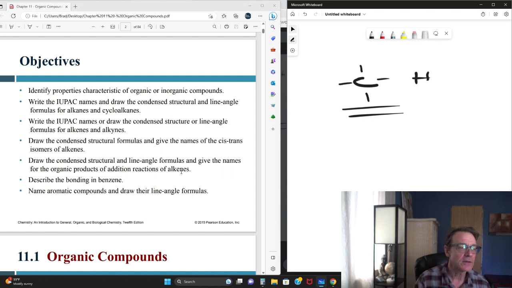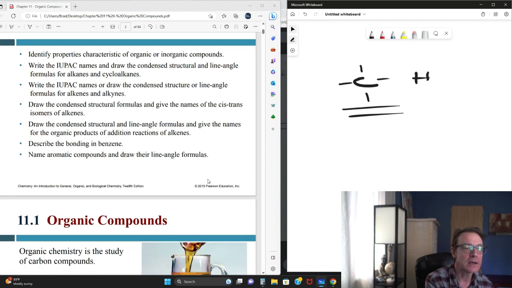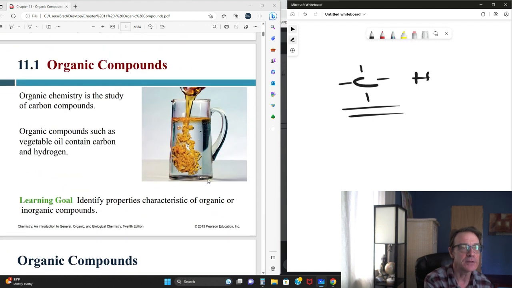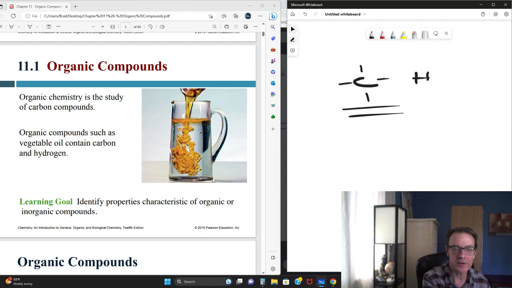Condensed structural formulas, of course, cis and trans, and we're definitely going to look at benzene towards the end because it is an extremely important molecule that will have a ring structure, and look at the aromatic compounds. This takes us back to benzene, of course. Okay, a little preview of upcoming features. So organic compounds is a study of carbon compounds, all right?